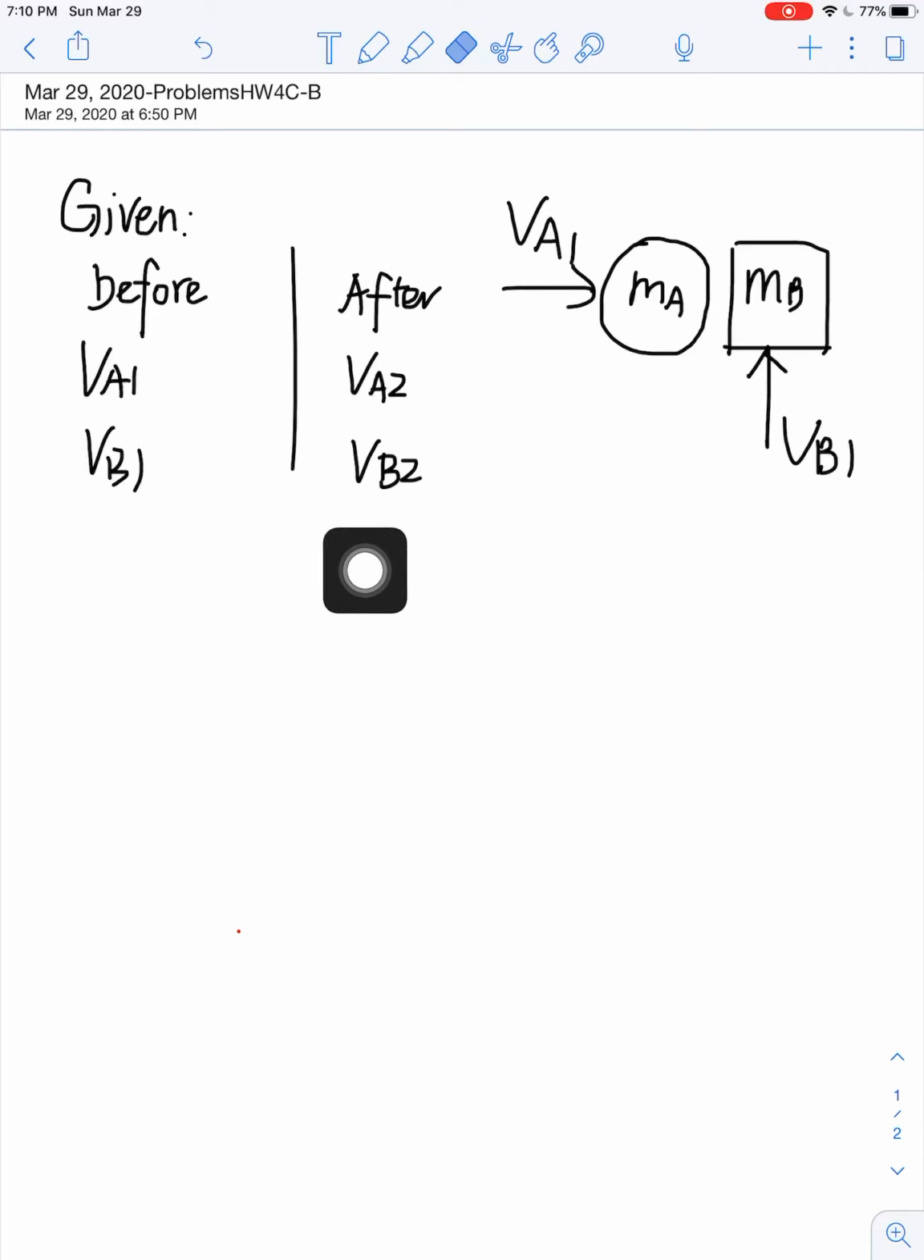I will give you a hint of how to solve this problem. So let's look at the given conditions here. Before impact, we know A is moving to the right, VA1, and B is moving up, VB1.